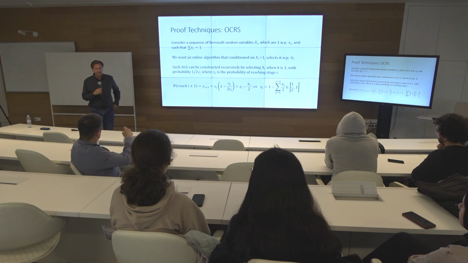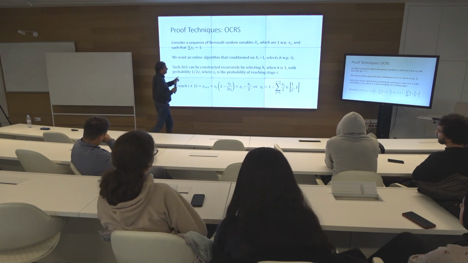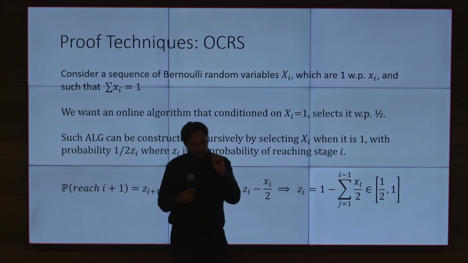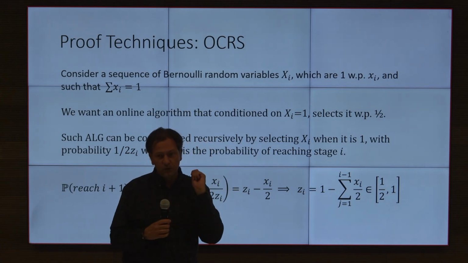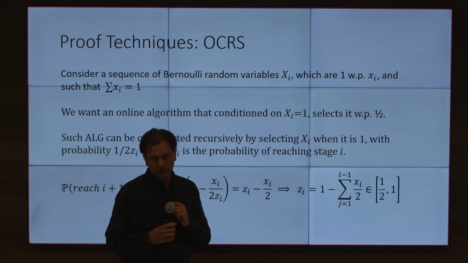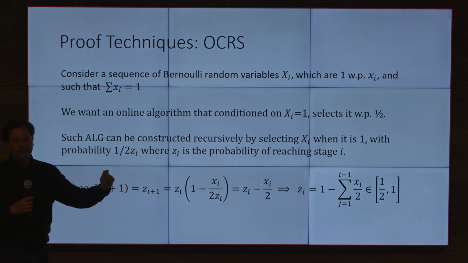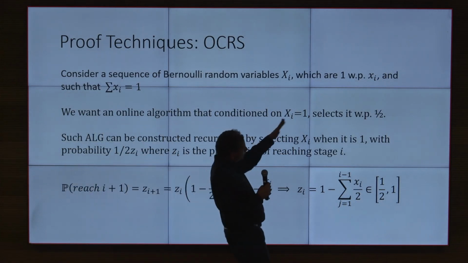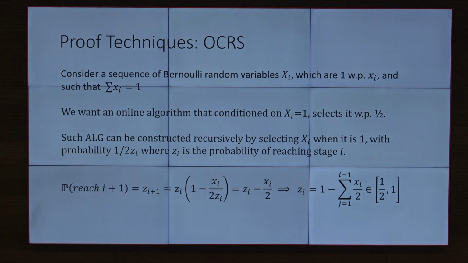Sorry, but at each point you observe whether it's 1 or not, right? Yes. You only want to select a 1, but you want the property that, conditioned on any xi being equal to 1, you select it with probability 1/2, for any i, simultaneously for all i's. So this is not so obvious how to do, but it can be done.